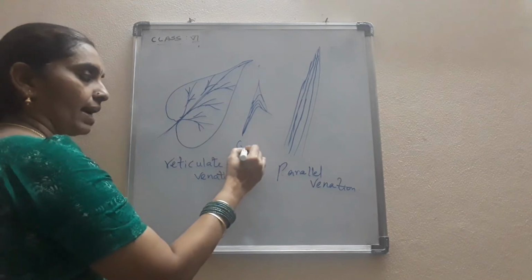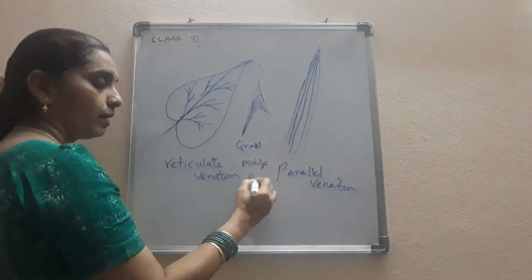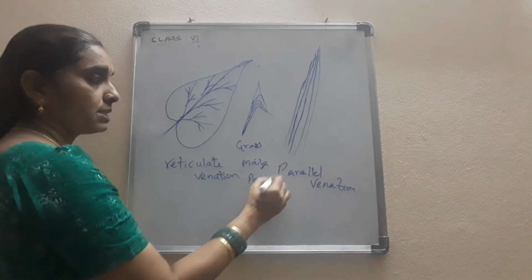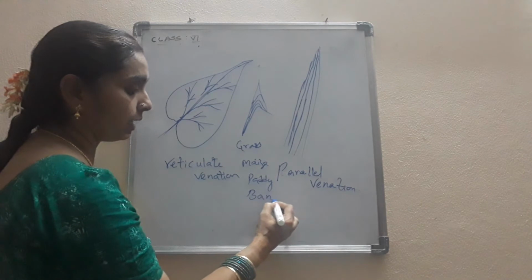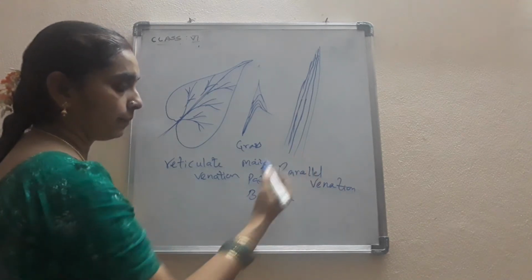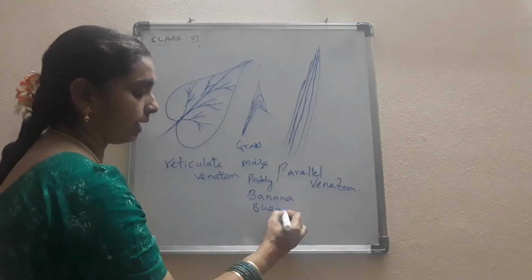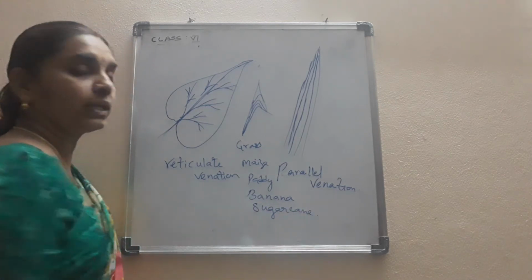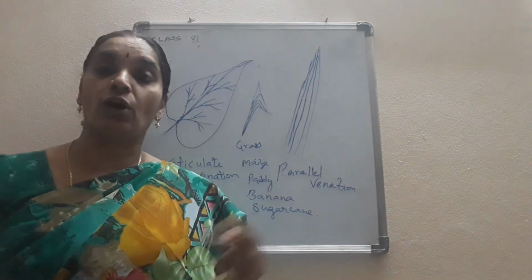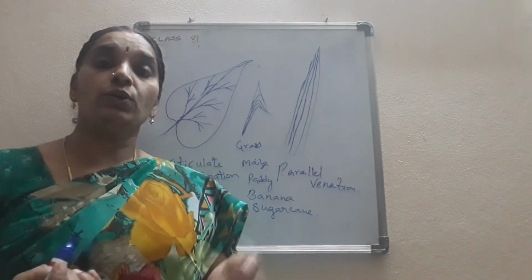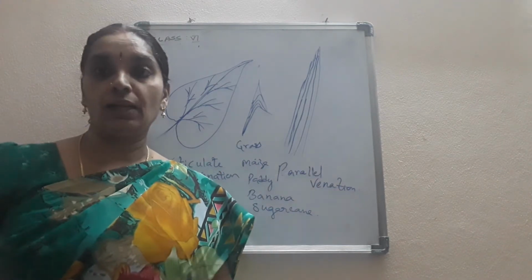Like in grass, maize, paddy, what more can you see with parallel venation? I showed you banana also, isn't it? Banana, and also in sugarcane you can see the parallel venation. Like that you can give examples through your observation in your surroundings. Of different leaves, if you observe, you can find the leaves with reticulate venation and parallel venation.